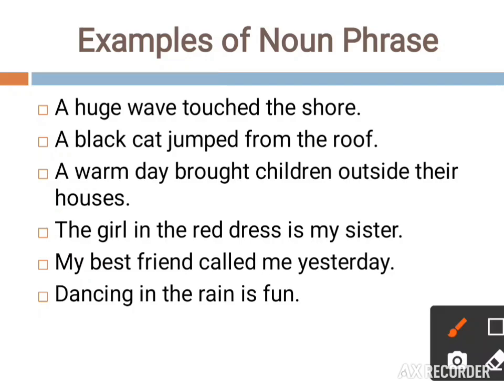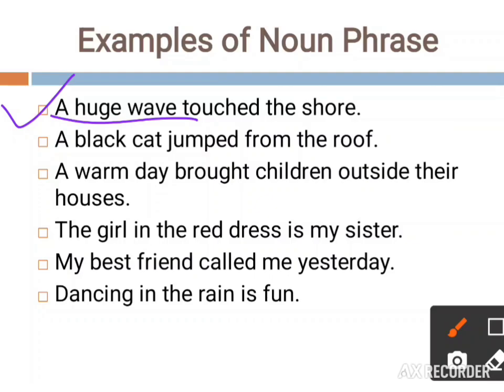Now you will tell me the answer to the first one. This we have already discussed earlier. A huge wave touched the shore. You may take the help of the hint which I gave you. You may recall the phrases which I gave you as the example, and tell me what is the noun phrase in the sentence. Yes, correct. It's a huge wave. A huge wave is the noun phrase. What touched the shore? A huge wave touched the shore.